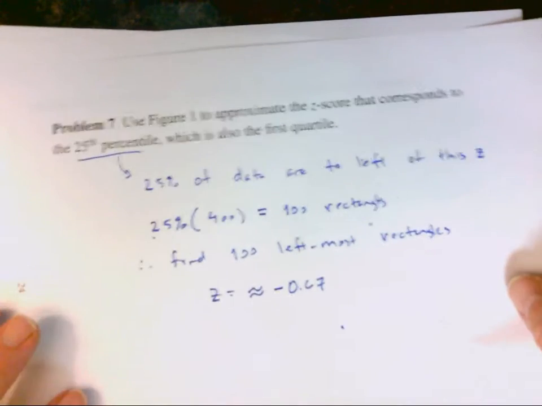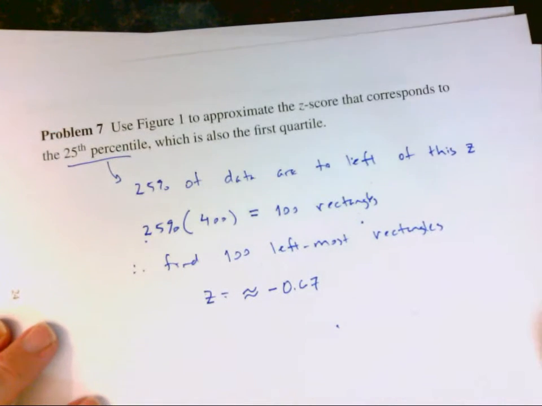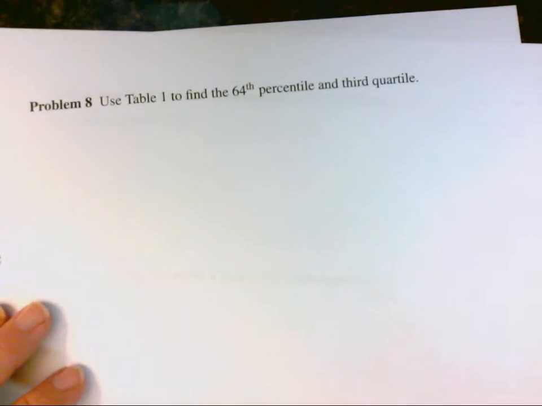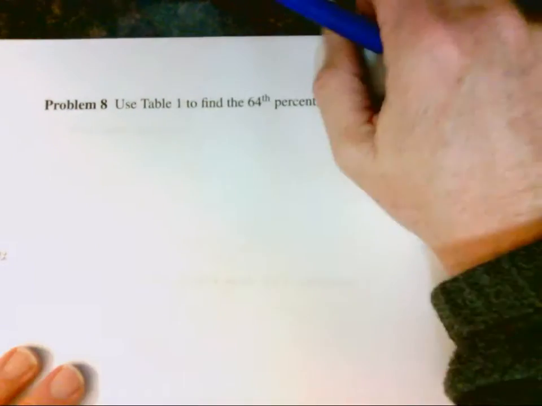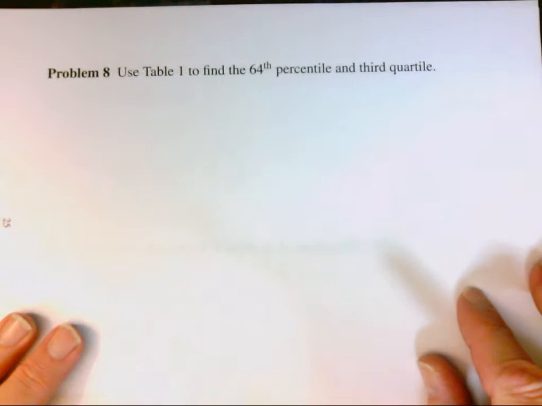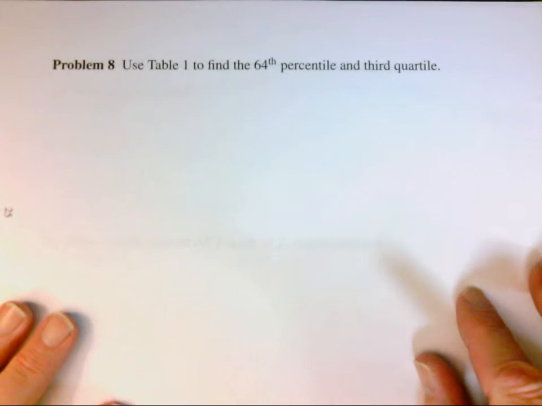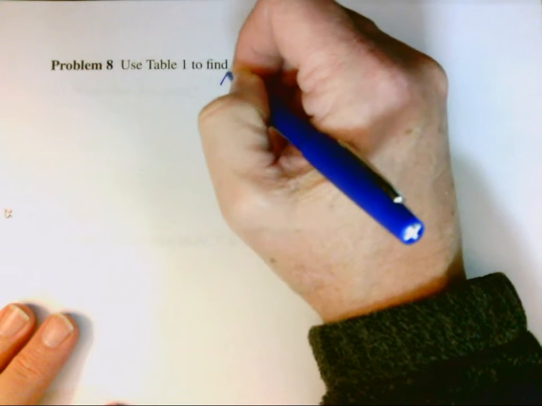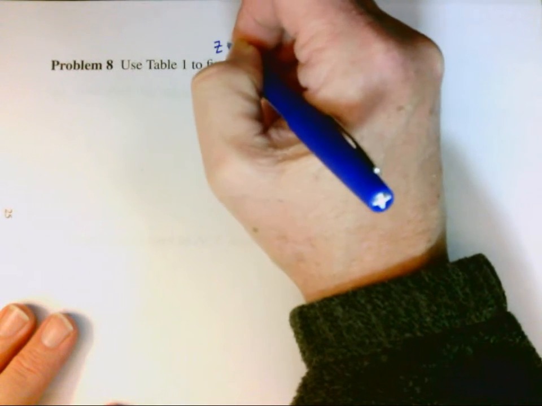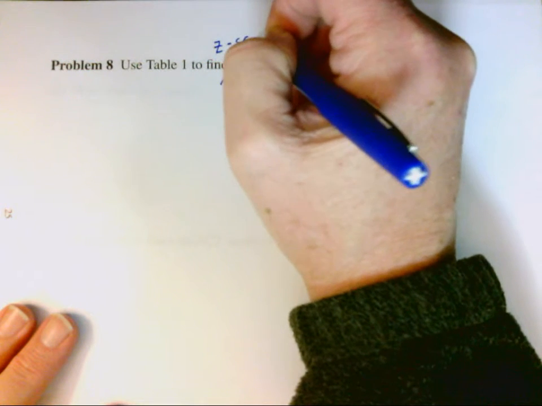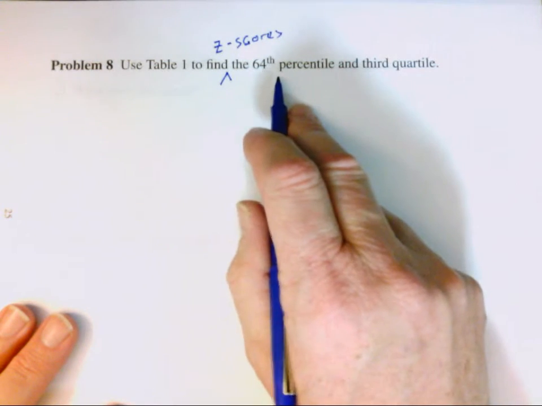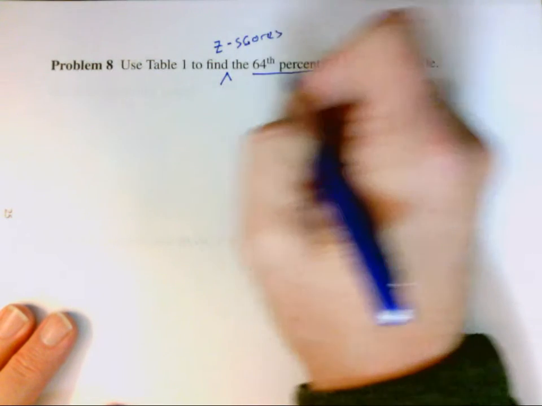Now, counting 100 boxes is about the limit of my patience. On an exam, I would probably ask you to count quite a bit fewer than that. We often find this problem stated in terms of z-tables. So we're trying to find the z-score that corresponds to the 64th percentile and the third quartile. So we have two jobs here.